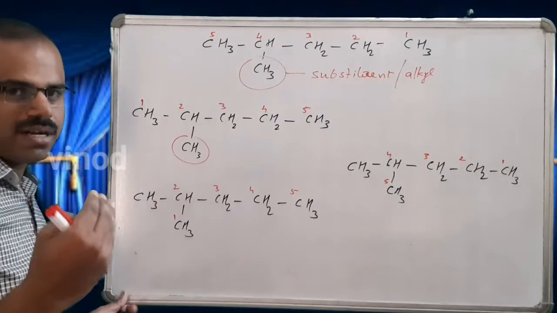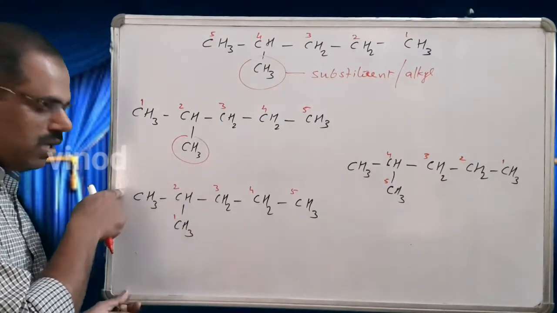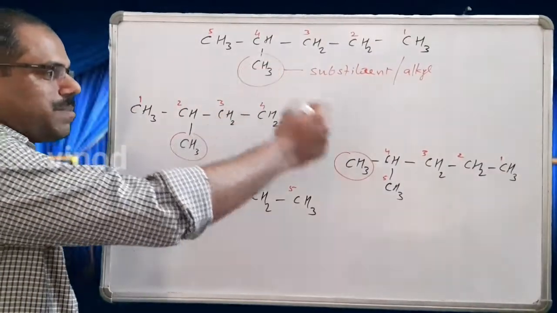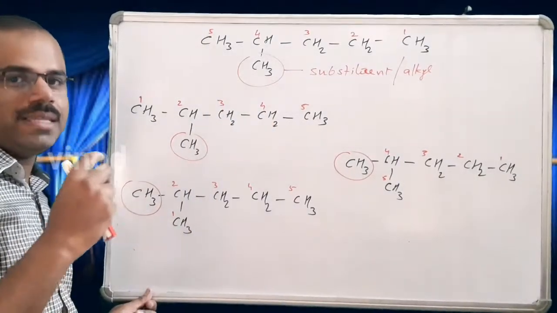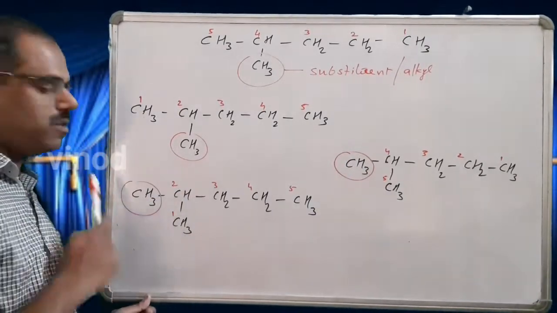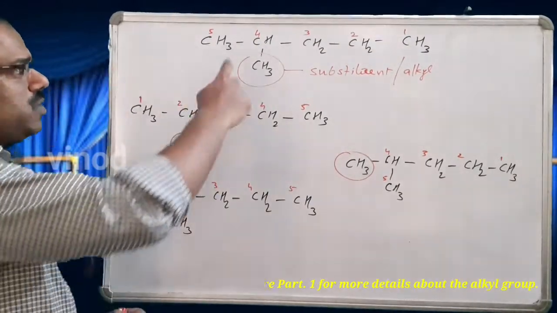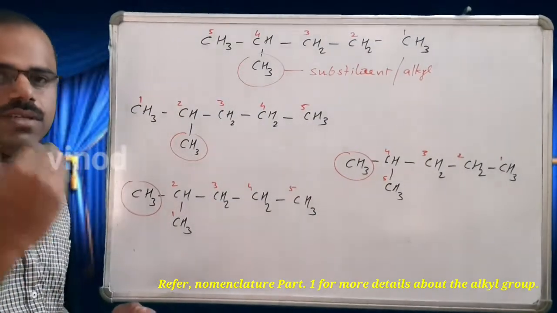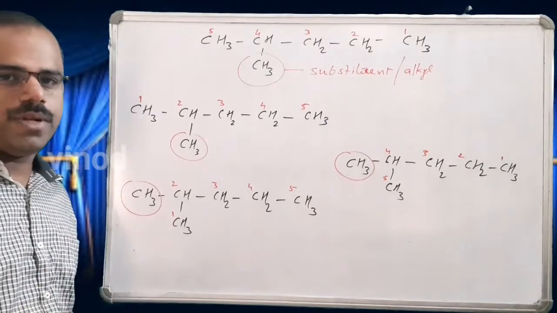But only 3 carbons are numbered. It's not the longest chain. So these are the possible ones. In all the cases, the substituent is circled here. This is a substituent. What is the name of the substituent? It is a methyl group. Out of these 4 methods, in all the cases 5 carbons are numbered up to 5. Not more than 5 is possible here. So which is the correct, most appropriate way of numbering?